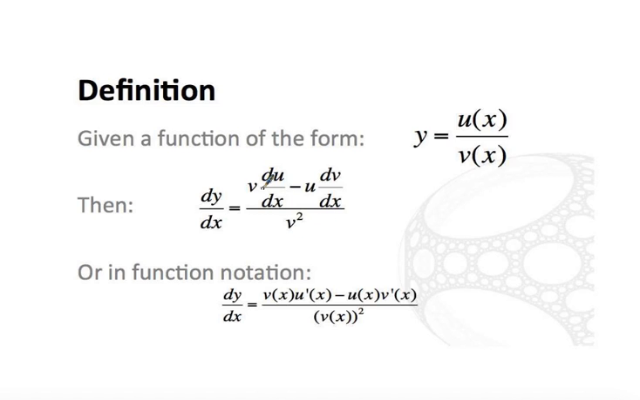Unlike the product rule, the order of these top two terms is important because, of course, with subtraction the order is important. You can write this in function notation as v(x) times u dashed of x minus u(x) times v dashed of x, all over v(x) squared.